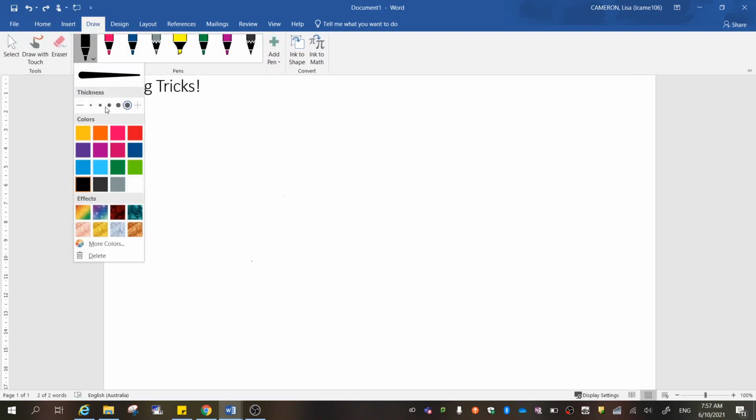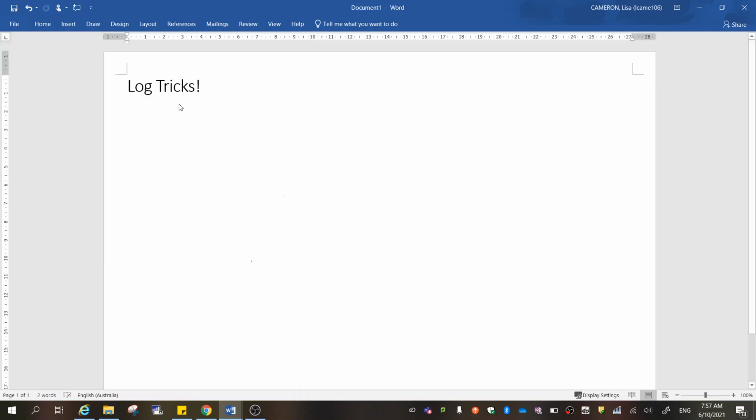Okay, let's go back to the thickness that we like. Okay, so first one that we're going to look at is this log law. Now, this is a log law, and it is log of any base. If we have a 1 in this position, it's going to be equal to 0.